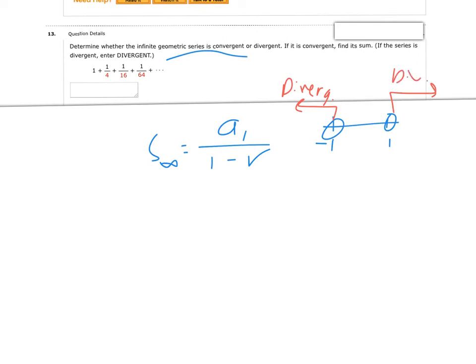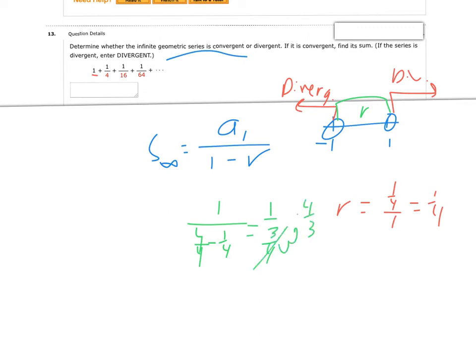So I see that a1 is obviously 1. And then r is a2 over a1, which is 1/4. So we are in the good zone here for r, so we can use this. So it's going to be 1 over 1 minus 1/4. So I'm going to change that to 4/4 for a common denominator. 1 over 3/4. Multiply by the reciprocal. 4/3 times 1 is just 4/3.